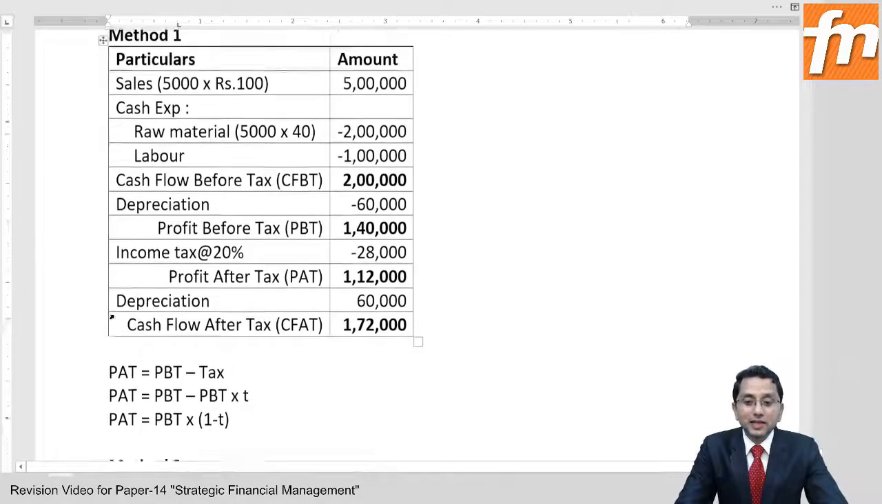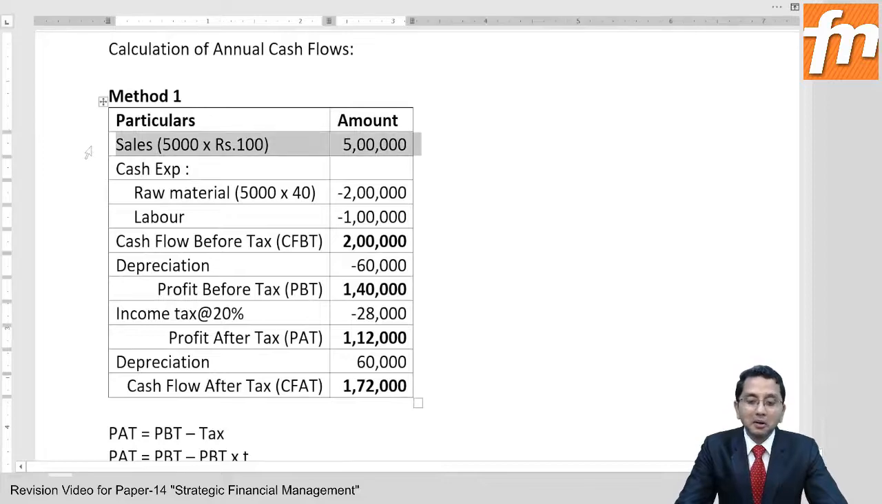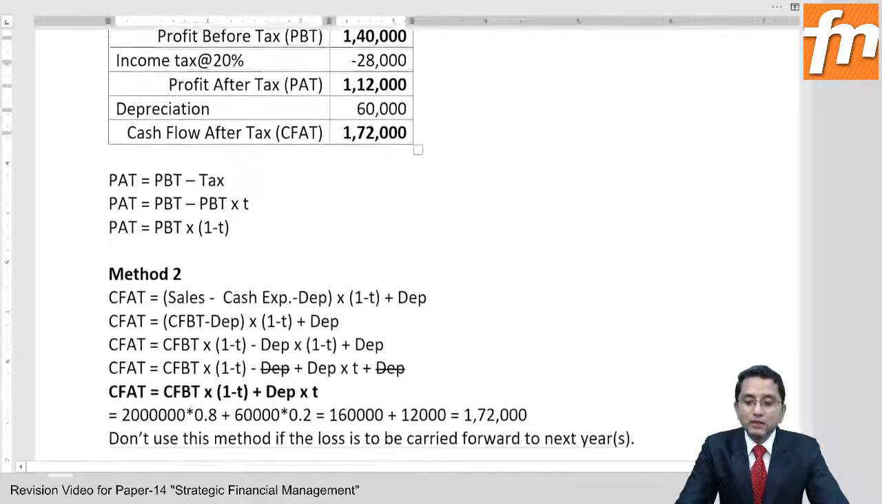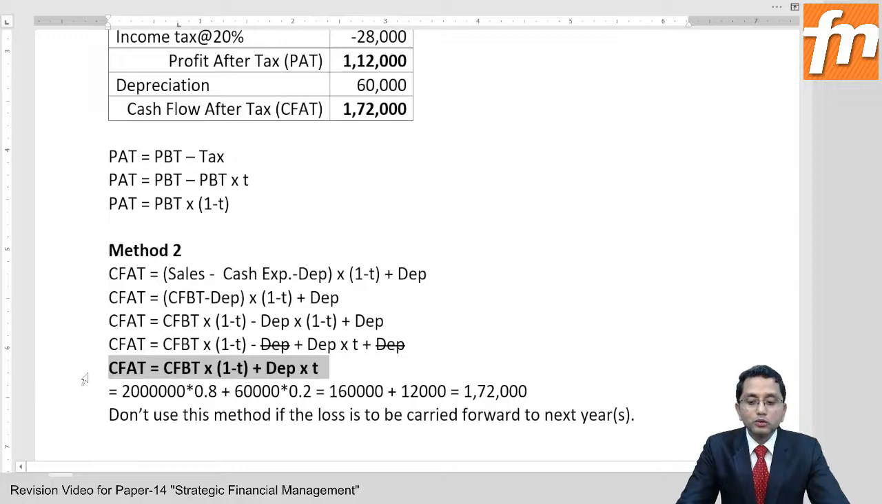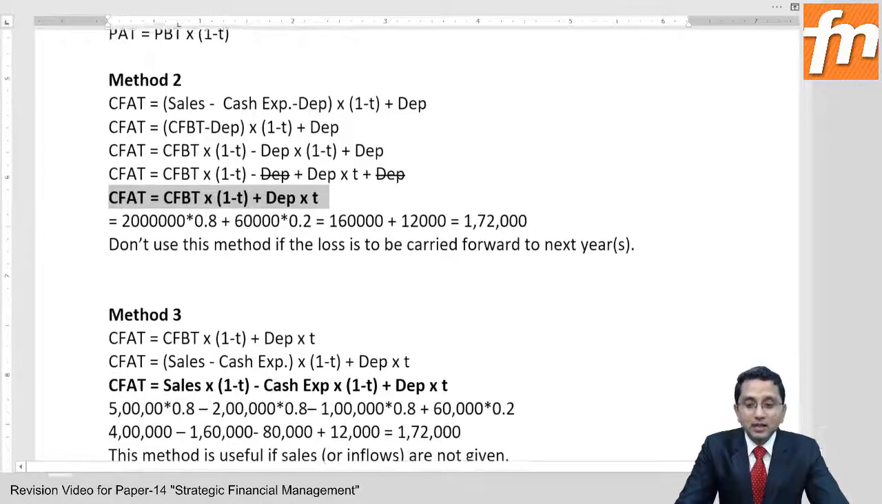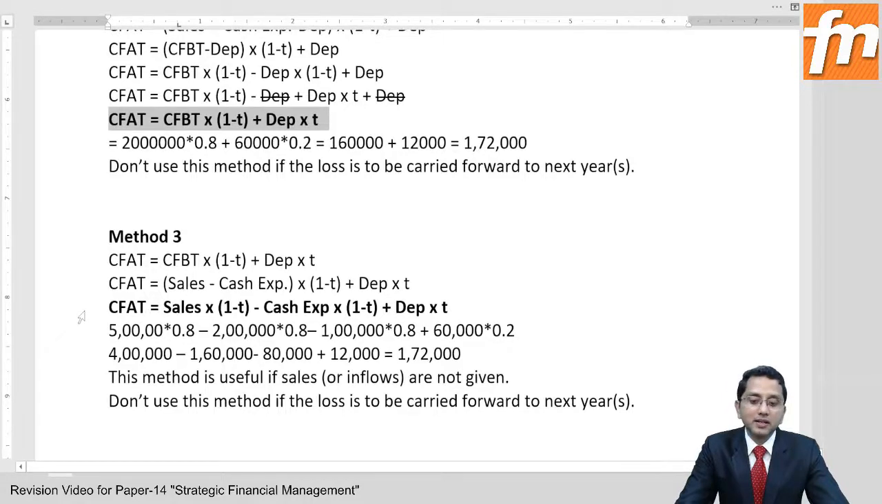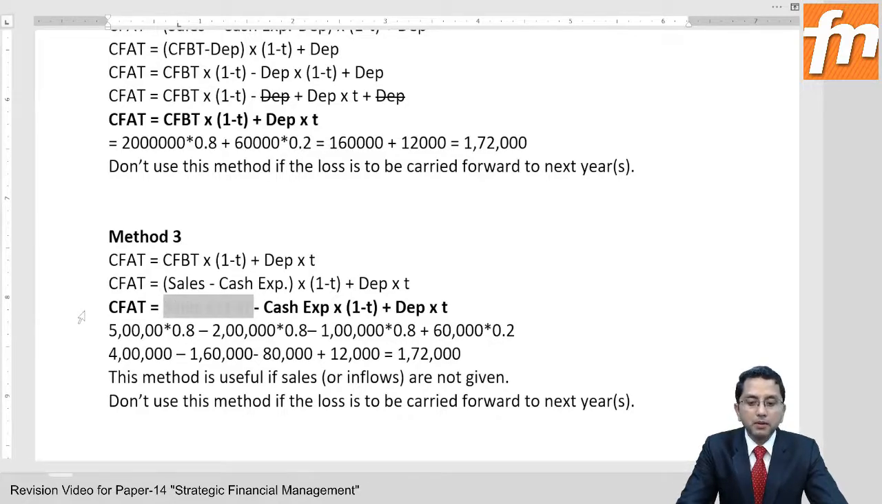If they don't give you sales, you can't use method one because you need sales. If they don't give you sales, you can't use method two because to calculate CFBT, you need sales. Still, you can use method three. Why? Sales is not given. So you forget about this step and start solving here. Minus cash expenses. That is, put a minus sign on cash expenses. Put a plus sign on depreciation tax benefit. Your answer may be negative.